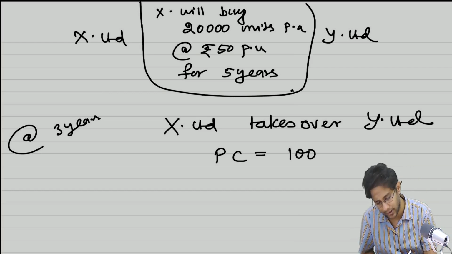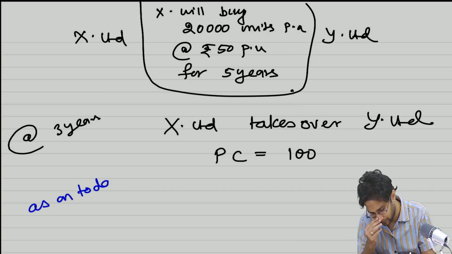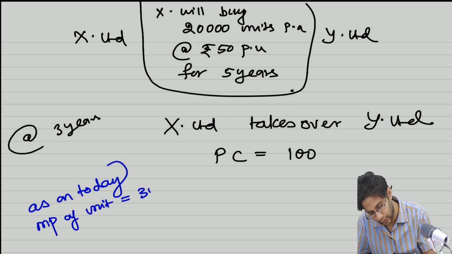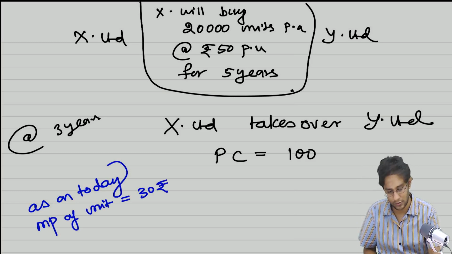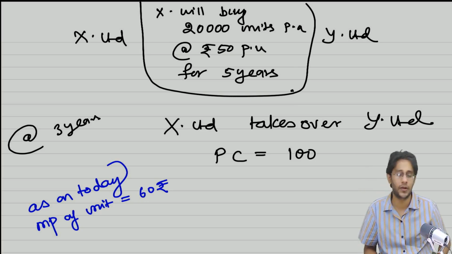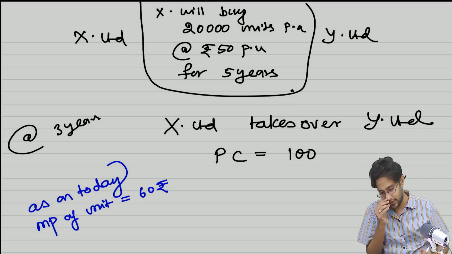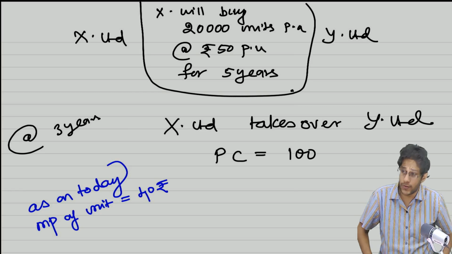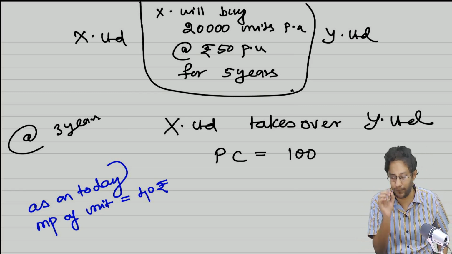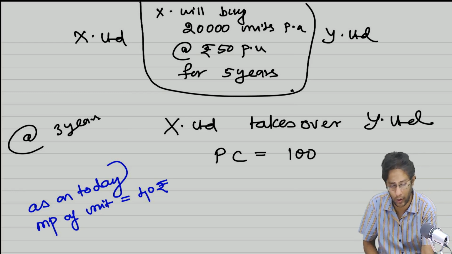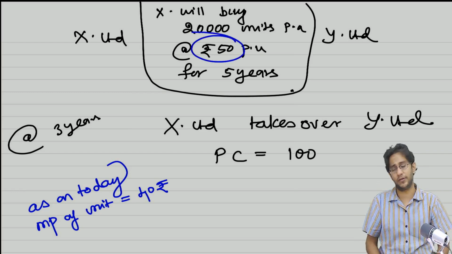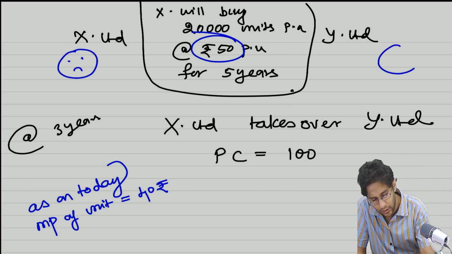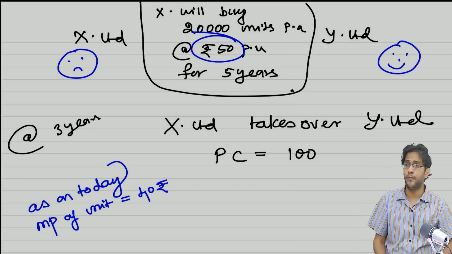Let us say example. As on today, market price of unit is, let's say, 40 rupees. So if X Limited wants to buy this unit in the market, ignoring this contract, they can buy this in the market at 40 rupees only. But under the contract, they agreed to pay 50 rupees. So who is feeling good, who is feeling bad? X Limited is feeling sad, Y Limited is feeling happy. Purely because of the contract.